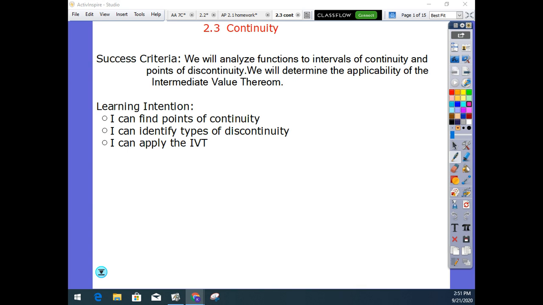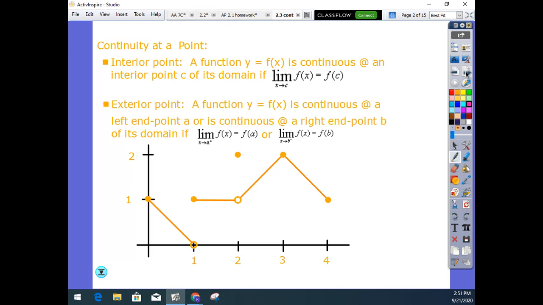2.3 is all about continuity. And that sounds maybe kind of weird. But first of all, this is our definition. So if you want to pause the video, write this stuff down. But it does differentiate between the interior point and the exterior point.